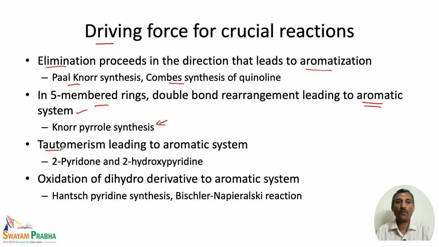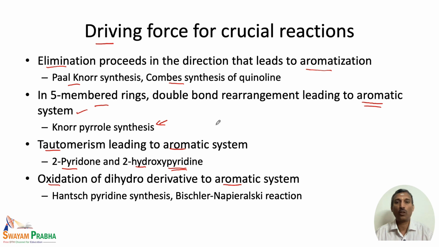And we also have another reaction, tautomerism. Here again, the main important thing is the formation of aromatic systems. If you look at 2-pyridone, the 2-pyridone undergoing tautomerism to form 2-hydroxypyridine is a very important reaction. This pyridine moiety is an aromatic system, whereas the pyridone is not an aromatic system. So, the driving force for this particular tautomerism is the formation of an aromatic system. And also the oxidation of a dihydro derivative to an aromatic system is another important reaction.